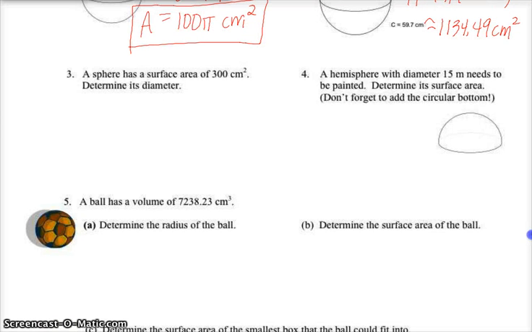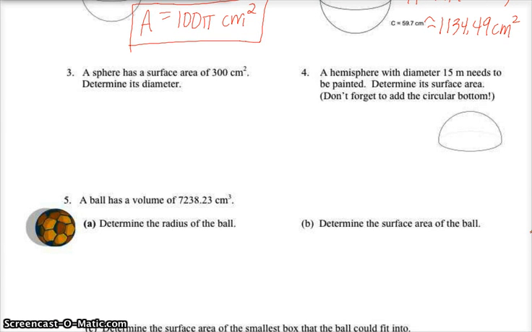Okay, so those are very straightforward. Number 3 says a sphere has a surface area of 300 centimeters squared. Determine its diameter. So what do we do? Well, we take the 300 and set it equal to the formula 4 pi r squared. Now we have to isolate the r, because r is what's in here. Once you get r, you can double it. So I isolate my r.